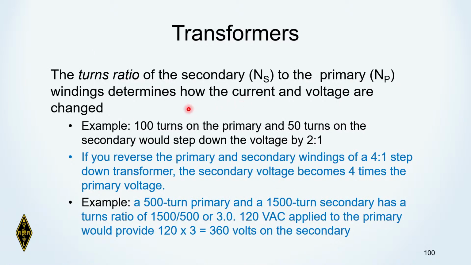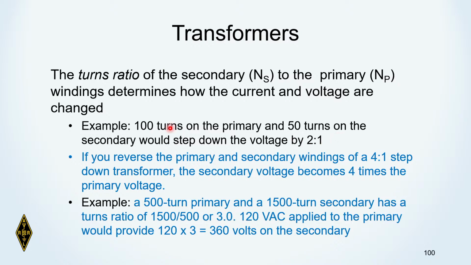Okay, here's some things to remember. The turns ratio of the secondary to the primary determines how the current and voltage are changed. So if you've got 100 turns on the primary and 50 turns on the secondary, this would step down the voltage by a ratio of 2 to 1. So if we had 100 volts coming in, we'd have 50 volts coming out in this case, 2 to 1.